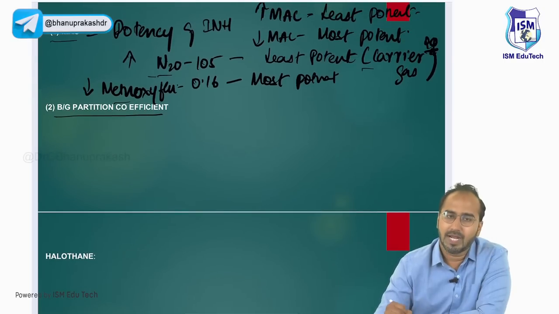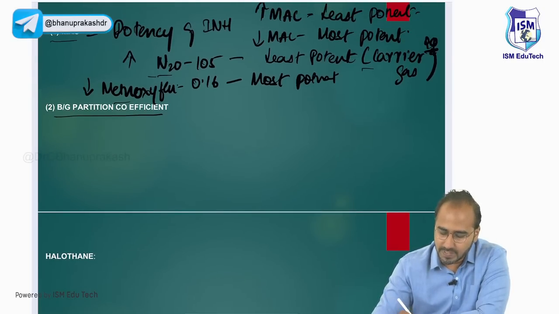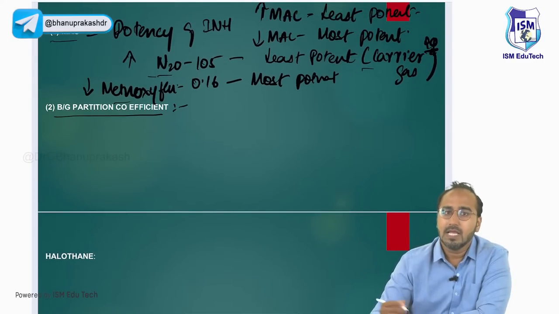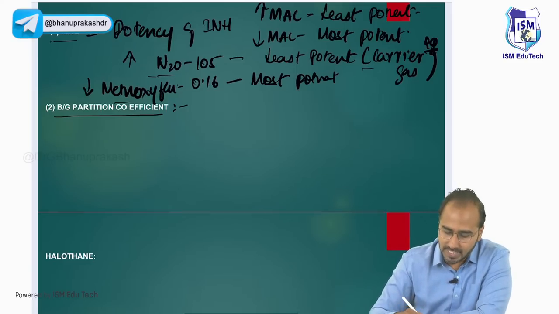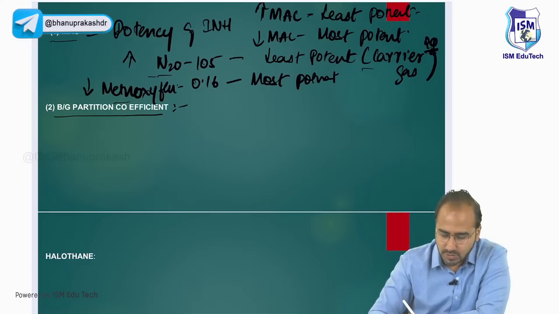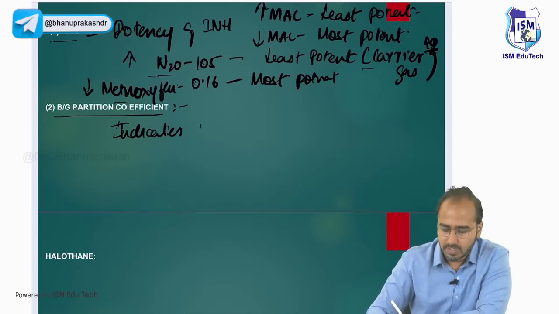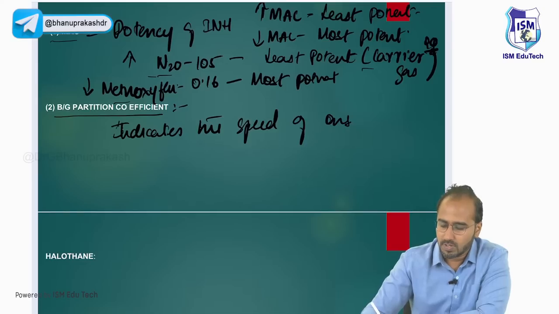Next is the blood gas coefficient. Regarding the blood gas coefficient, remember, MAC was indicating the potency of the drug. Blood gas coefficient indicates the speed of onset and recovery.